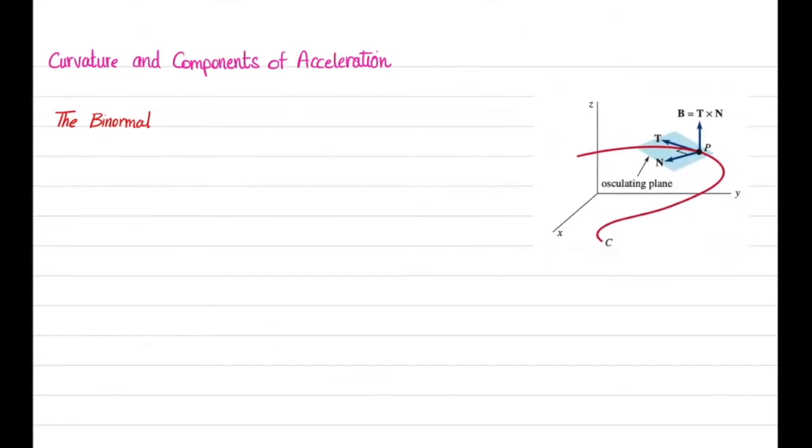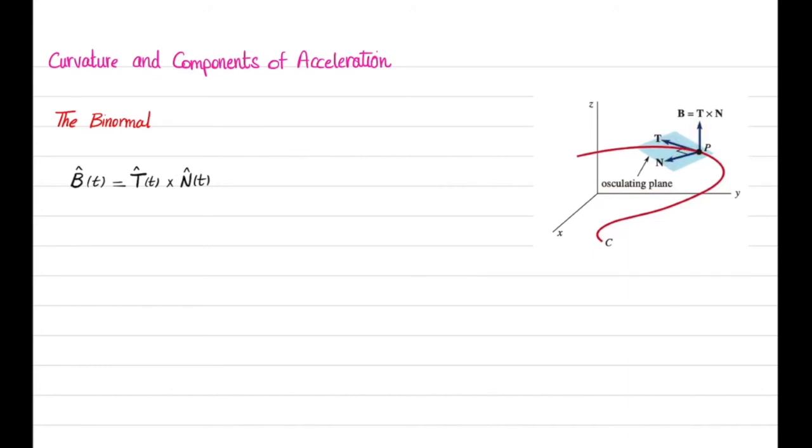Here I took this figure from the textbook, and a third unit vector is defined by the multiplication of the tangent vector and the normal vector. So the cross product of the unit tangent vector and the unit normal vector using the right-hand rule results in this unit vector B, and this is called the binormal. The plane of T and N is called the osculating plane, and we will call the plane of N and B the normal plane, and the plane of T and B is the rectifying plane.